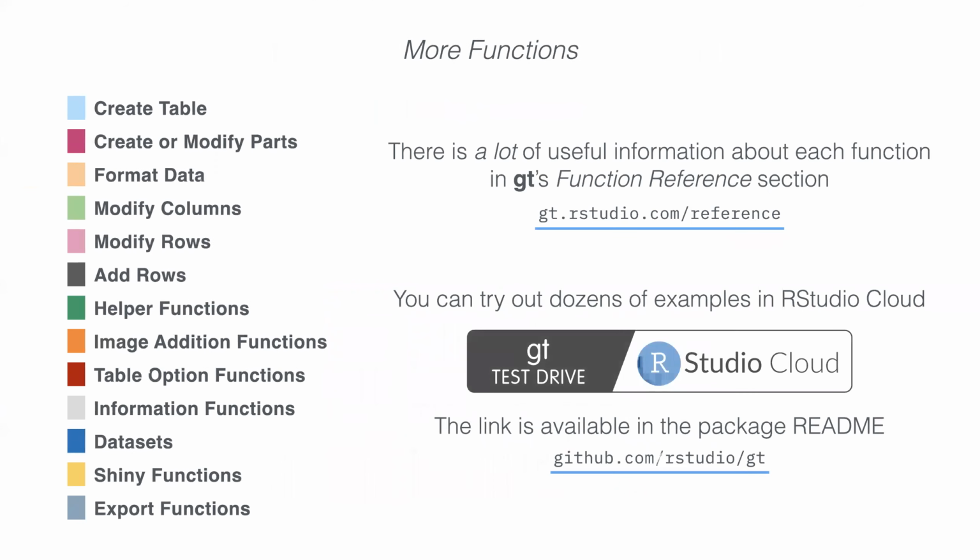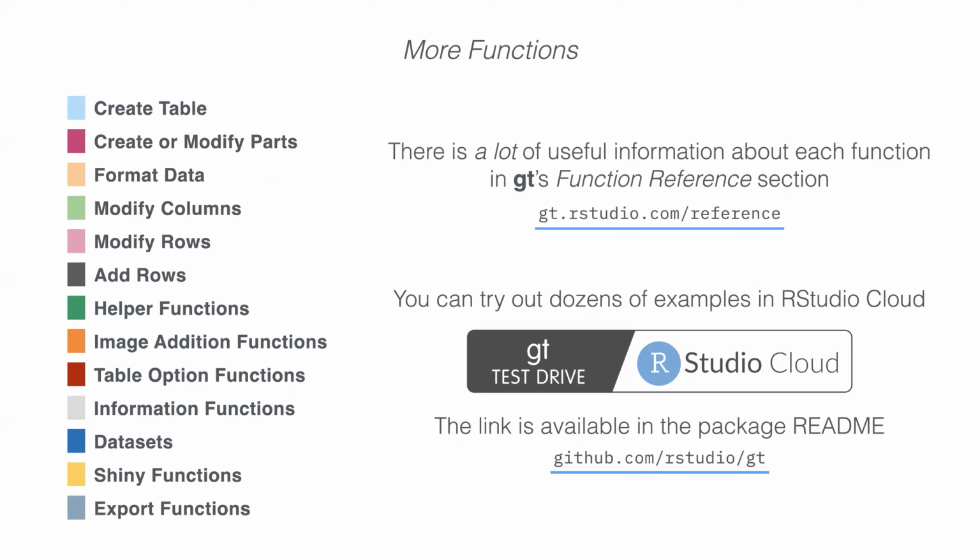Okay, there's a ton of functions in GT. It's crazy, over 100, and they have different categories. Create table. I didn't go through much of them at all. But again, gt.rstudio.com is your friend. There's a reference there, and even a button you can press that will take you to RStudio Cloud. You can try the examples on RStudio Cloud without installing anything. The great thing is all the examples are there in different R Markdown documents. You just run them and play around with them, and you always get the latest version. It's a great way to try things out.